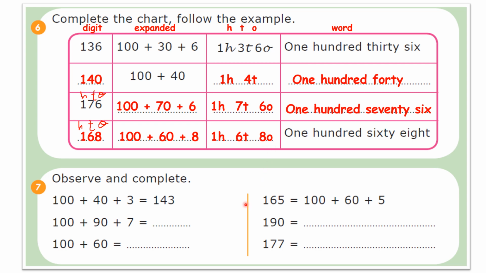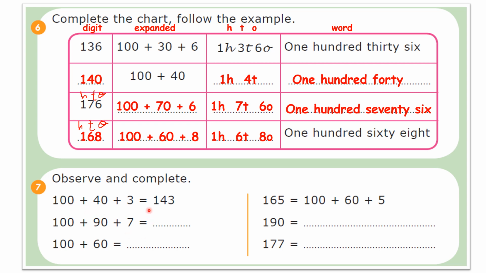Now, let's practice more about the expanded form and how to write a number in expanded form, and if it's in expanded form, how to write it as digits. The first one is done already for us, 100 plus 40 plus 3. When I want to write this expanded form as digits, we don't use zeros. Notice that in digits, I don't write the zeros, only in expanded form, because the expanded form is showing the value of each digit. That's why we use the zeros.